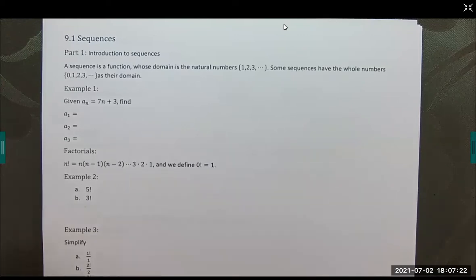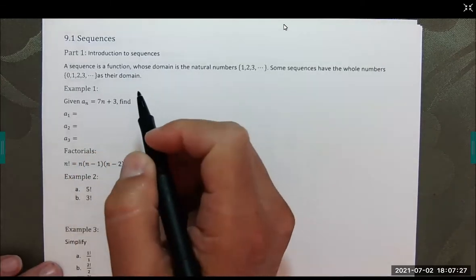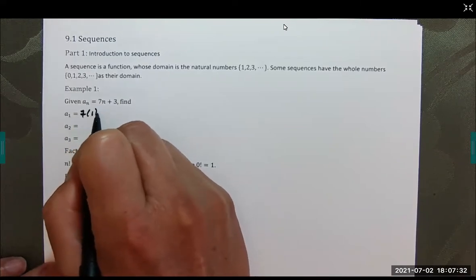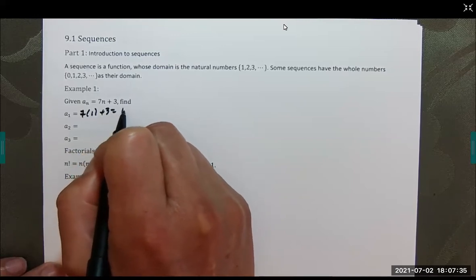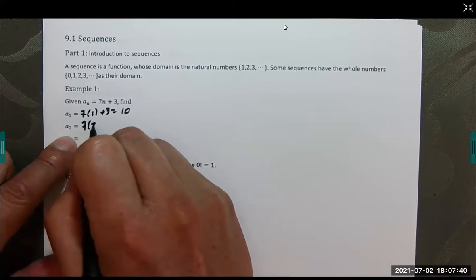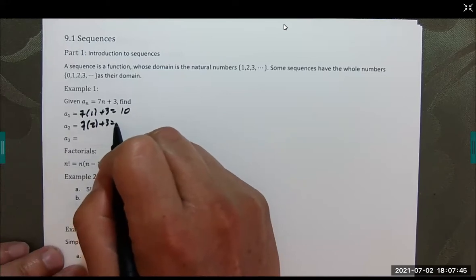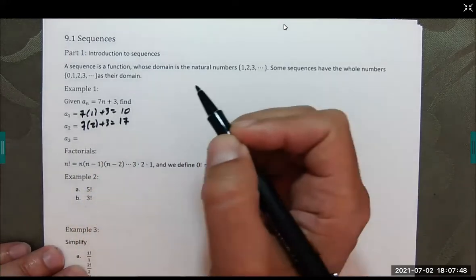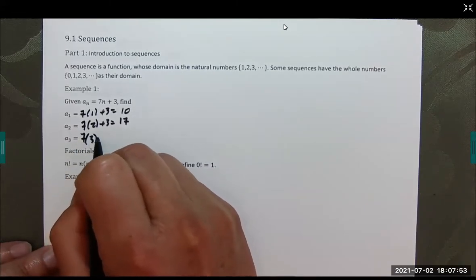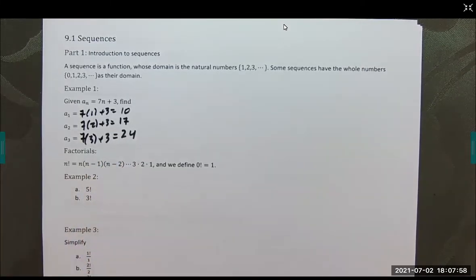So let's go ahead and do our sequence here. Our sequence is 7n plus 3. Here we can see n is 1, so this is going to be 7 times 1 plus 3, which is 10. Here, n is 2. 7 times 2 plus 3, which gives us 14 plus 3, which is 17. And lastly, n is 3 now. So 7 times 3 plus 3 is 24. So just follow your order of operations.